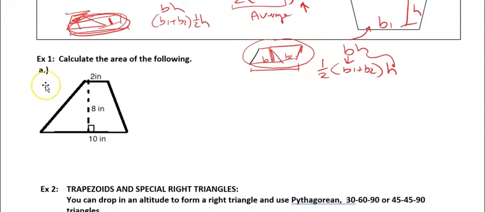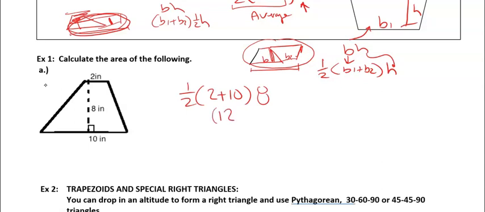Cool. Okay, so let's go ahead and do an easy one right here. So we know that this is a trapezoid. We need to average the bases, and then we're going to multiply by the height. So one base is 2, the other base is 10. And remember, PEMDAS tells you to do what's in the parentheses first, and then you can multiply. And then that's being multiplied by the height. Anybody have any questions on that?